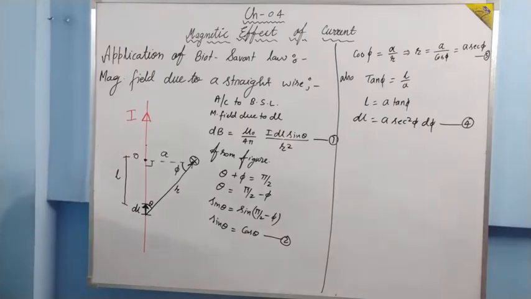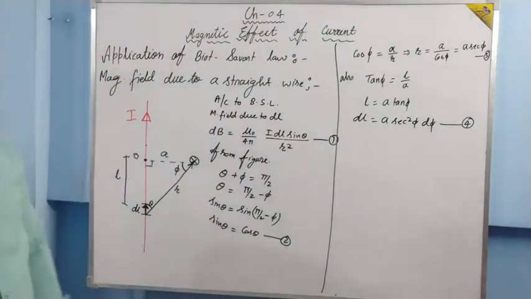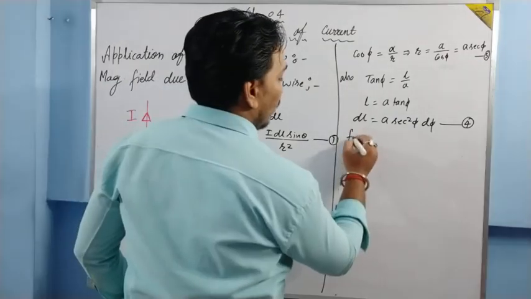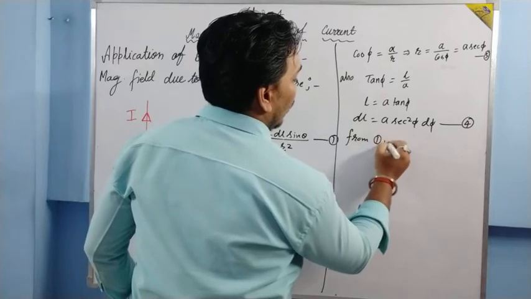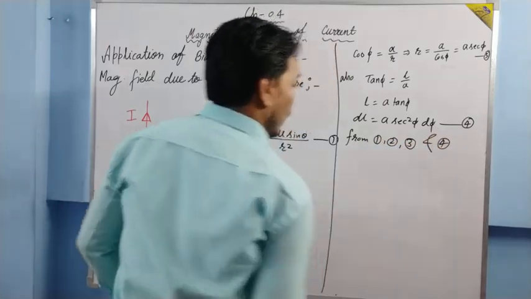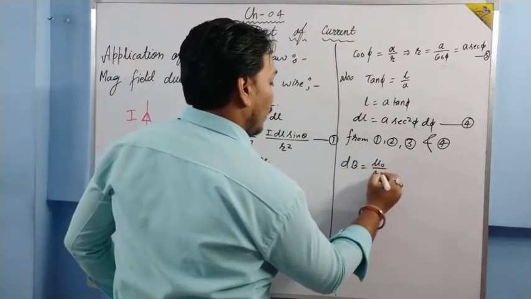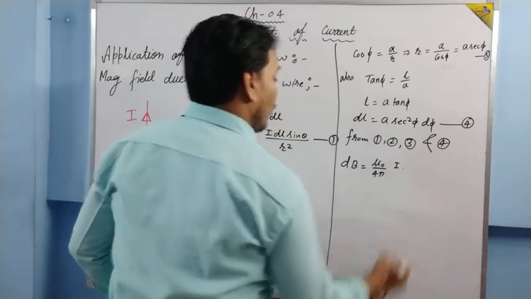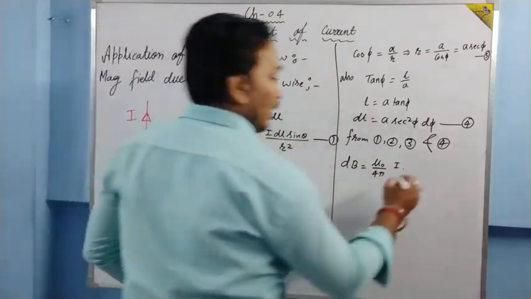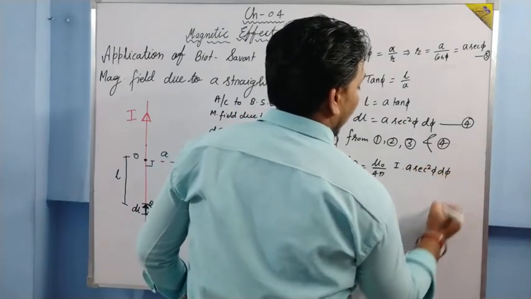So now what do we have? We have the value of R, we have the value of dl, we have the value of sin theta. Let us put all these in equation number 1, from 1, 2, 3 and 4. dB is equal to mu naught upon 4 pi, I will remain like this only. There is no change in the I. In place of dl we need to put A sec square phi d phi.